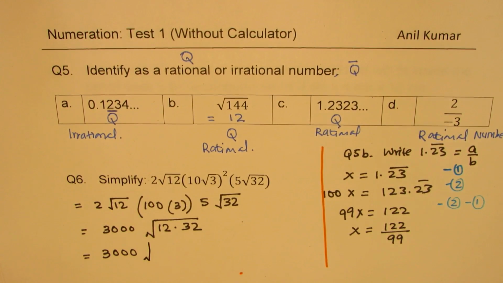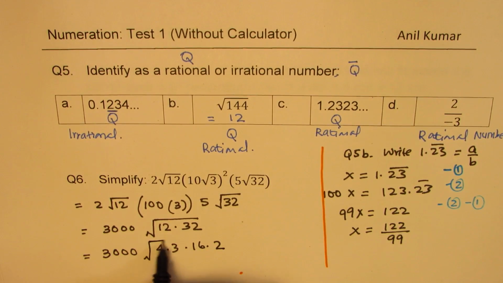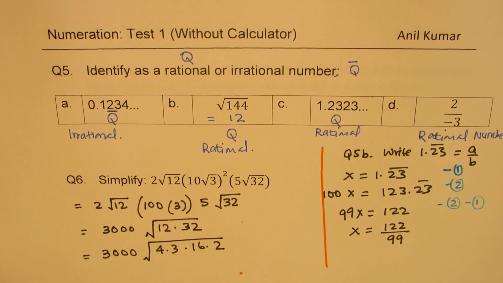Now within square root, you could actually write this as, because it's a square, perfect squares, right? So we could write 12 as 4 times 3. 4 times 3 is 12, right? As far as 32 is concerned, we can write this as 16 times 2, right? So that is how we could write 32 as. Now you can see that 4 and 16 are perfect squares.